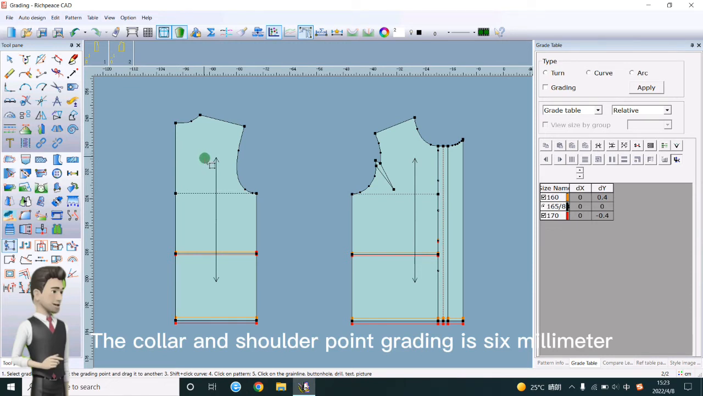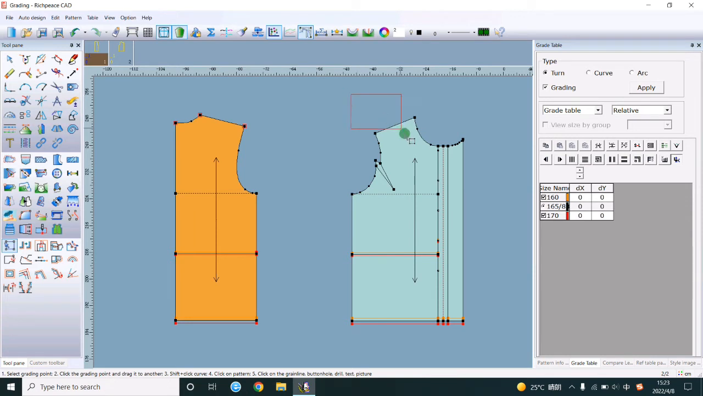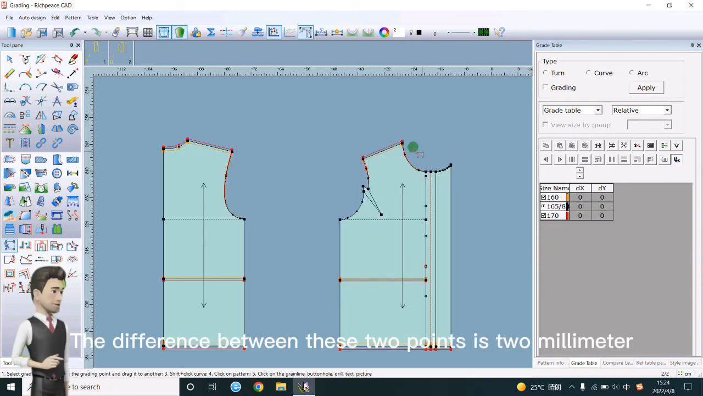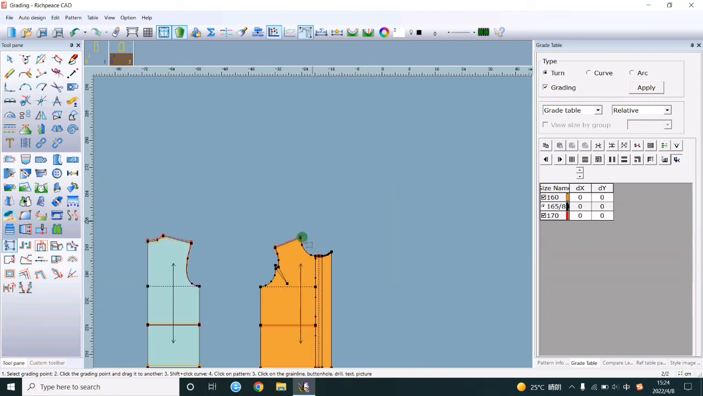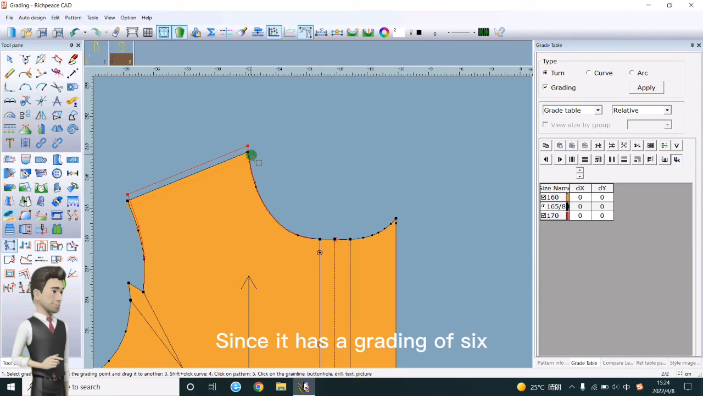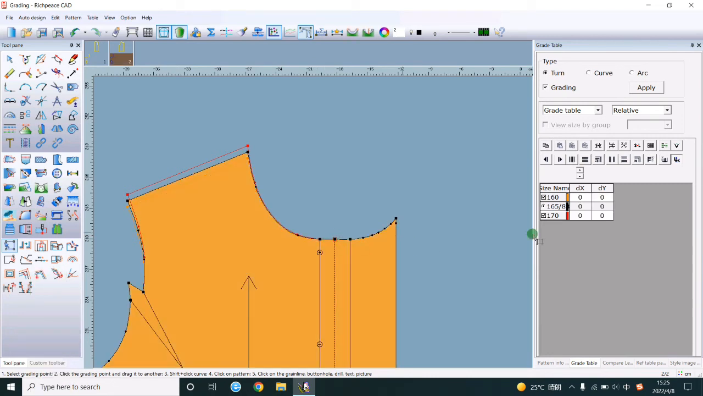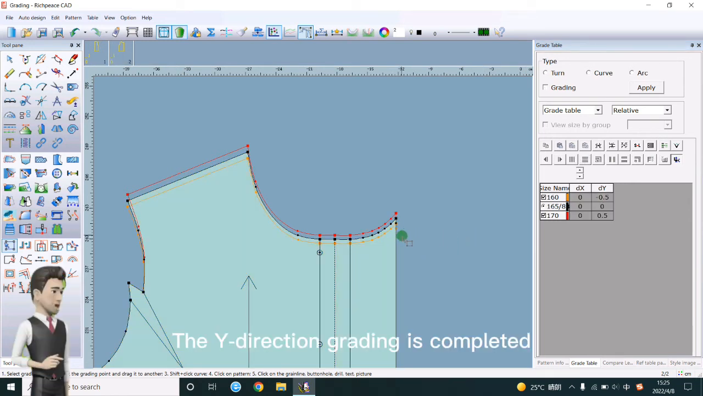The collar and shoulder point grading is 6 mm. The difference between these 2 points is 2 mm. Since this one has a grading of 6, this point has a grading of 4. The 3 points are graded the same. The grading of this point is 5 mm. The wider action grading is completed.